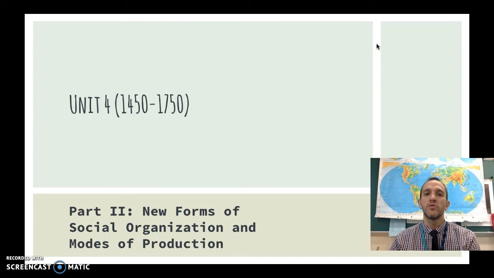So this part 2 is really how social class structures change as a result of all of this economic activity and political activity that's going on in the world. So let's jump into it.